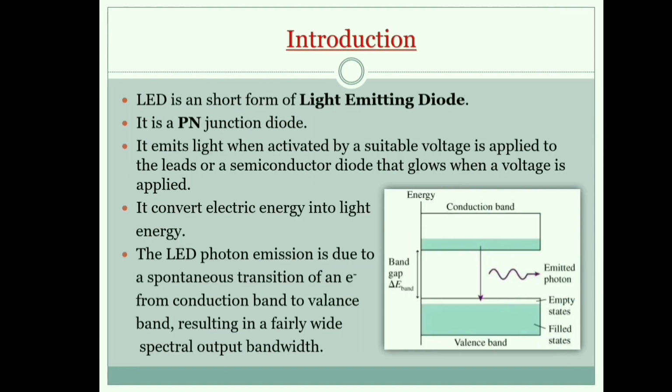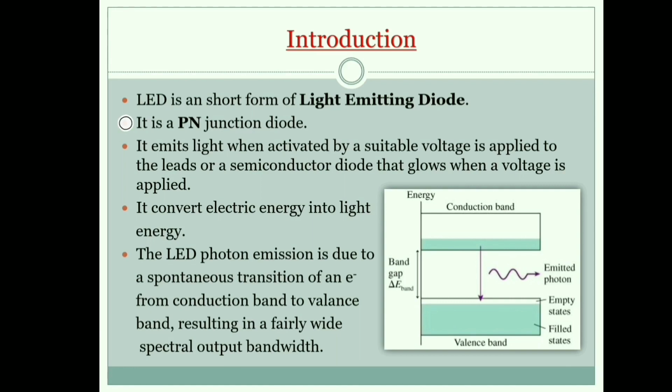So let's start with the introduction part. LED is a short form of light emitting diode. It is a PN junction diode. What is a PN junction? It is a junction of the semiconductors P-type and N-type. P-type contains holes and N-type contains electrons. So LED is simply a PN junction diode.